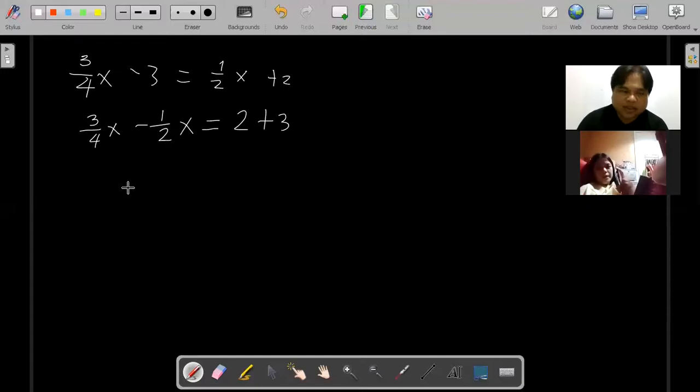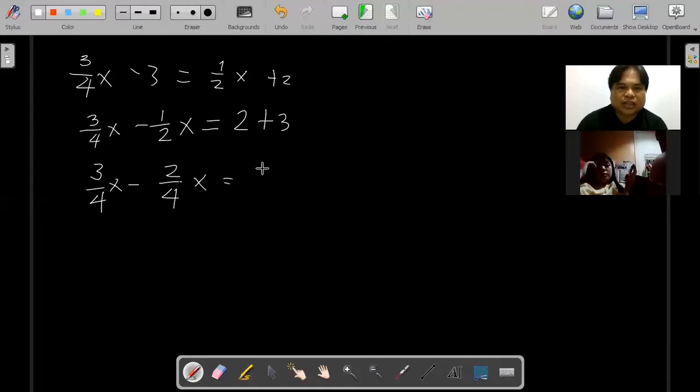Get it? Okay. You have a fraction at the variable side. So all you need to do once again is find the LCD, the least common denominator. What's the least common denominator here? 4. Yeah, it's 4. So 4 divided by 4, 1 times 3, that is 3. 3/4 x. 4 divided by 2, that's 2 times 1, that's 2. 2/4 x is equals to 2 plus 3, that's 5. 3/4 x minus 2/4 x becomes 1/4 x is equals to 5.